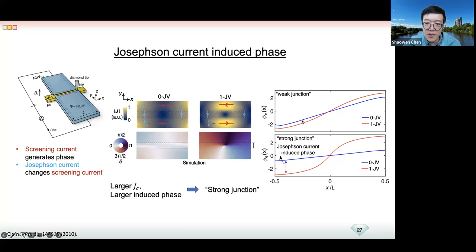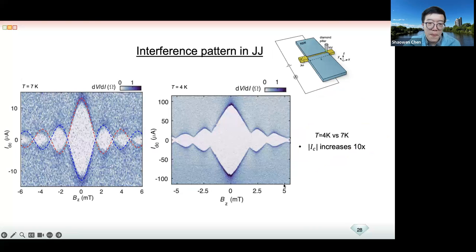In a weak junction, we have a little bit of a difference, for example, between the 0 and 1 Josephson vortex case. But if we really crank up the Josephson current, we have a huge difference between these two states. Right, so this is the so-called strong junction regime, which we're gonna see next.